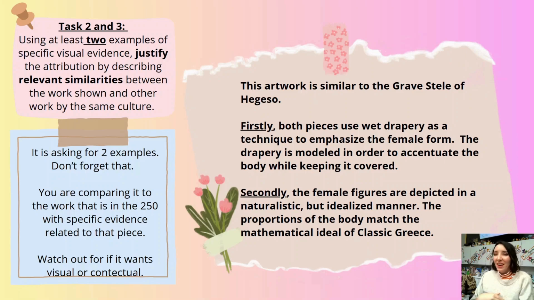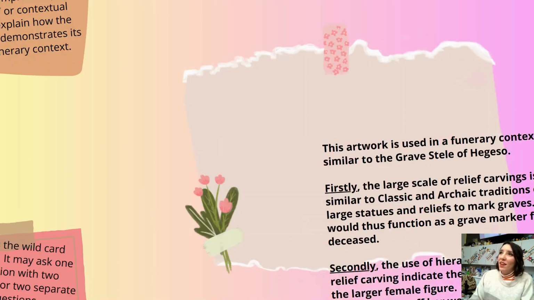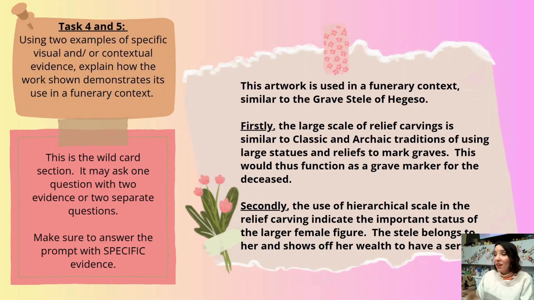So make it up and just keep answering, but don't yap forever because you don't have time, because you still have the last 2 points to get. In this case, the last 2 points are combined into one question. So again, I'm going to use firstly, secondly, to make sure that I have 2 separate points. Using 2 examples of specific visual and or contextual evidence, explain how the work shown demonstrates its use in a funerary context. Again, this is going to relate this last question to the content of the 250 piece.